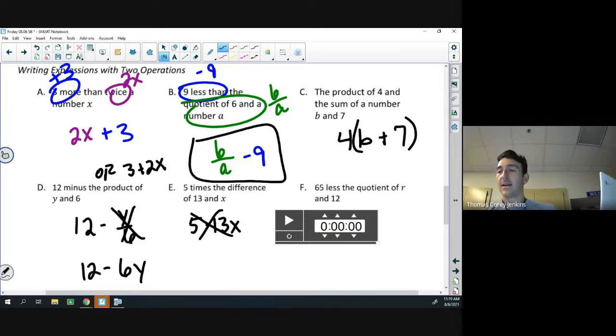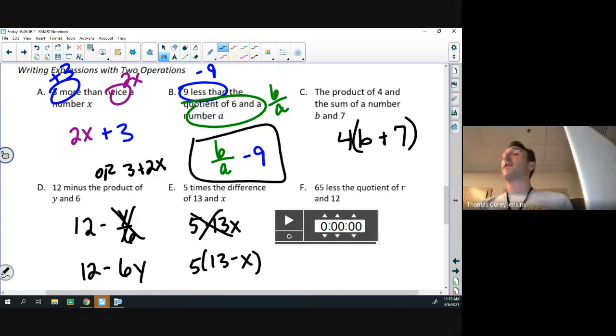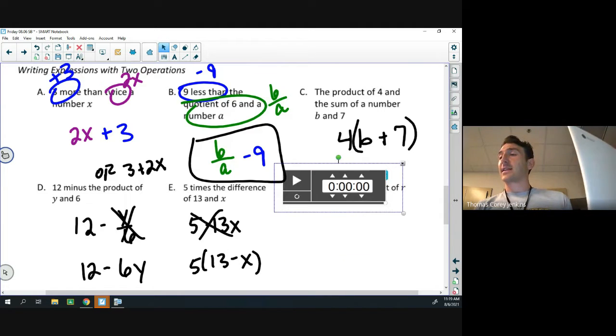Very good. She said in parentheses would be 13 minus x, and outside would be 5. So that's 5 times 13 minus x. And you do need to have the parentheses. So kind of hone in on those words. Difference means subtract.